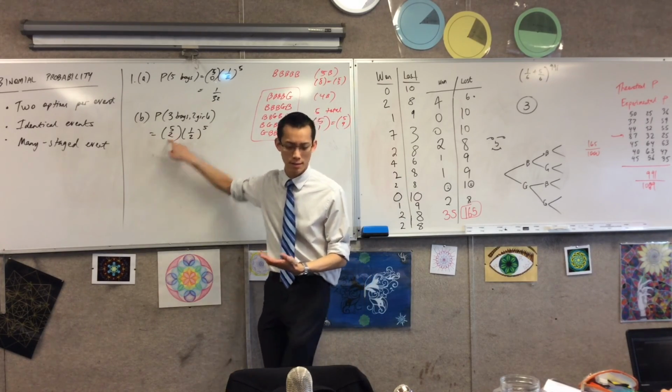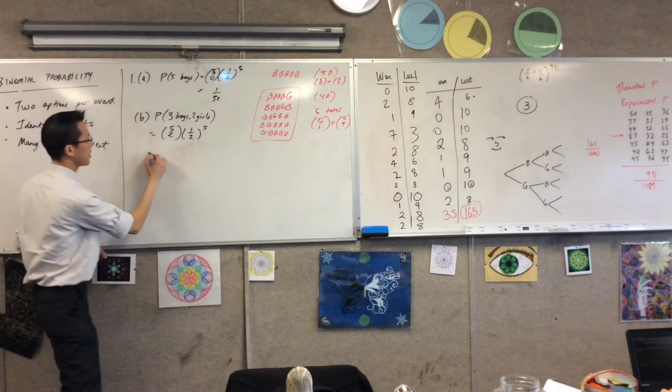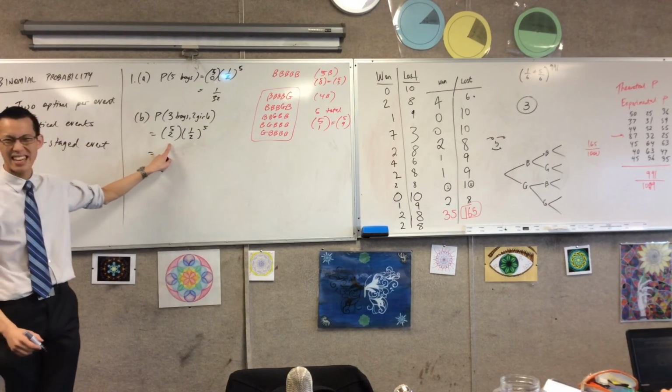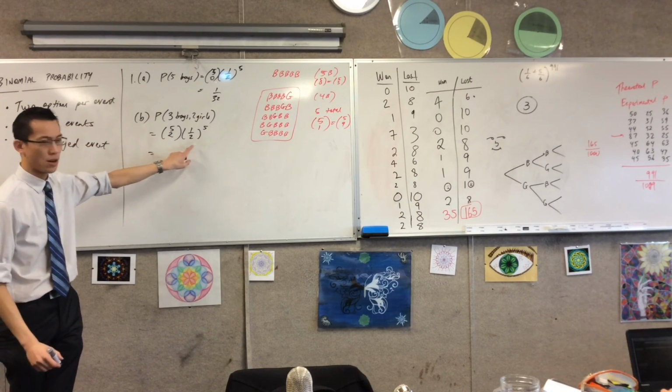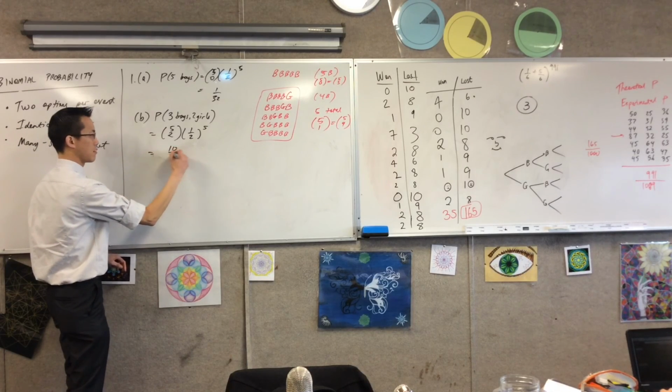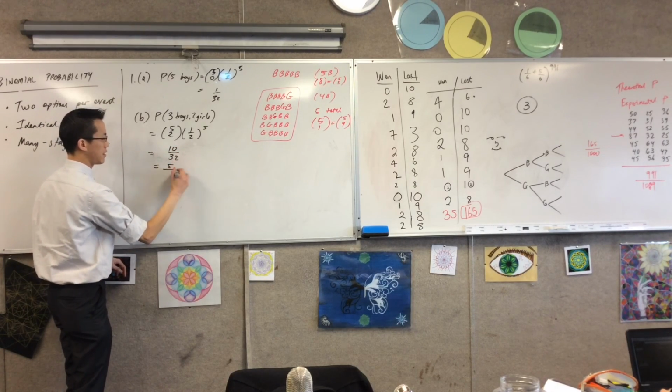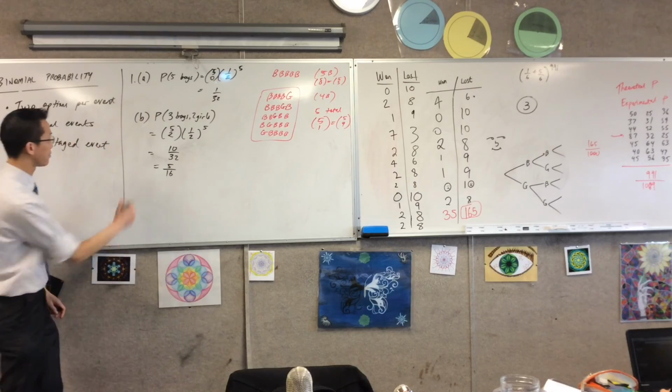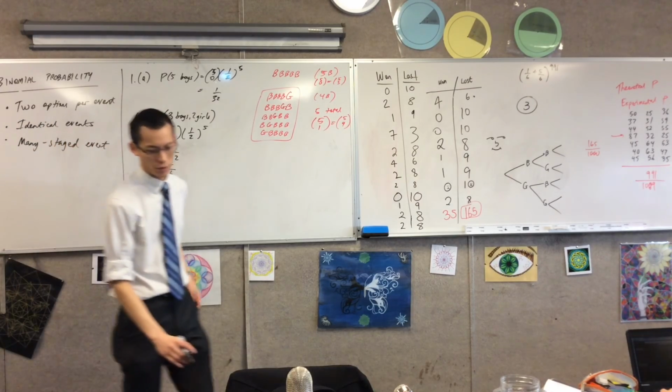Does that make sense? So, what's this number now? We said this was 10, didn't we? So this is 10 over 32, which we can simplify a tiny bit. Okay? Now, part C, have a look.